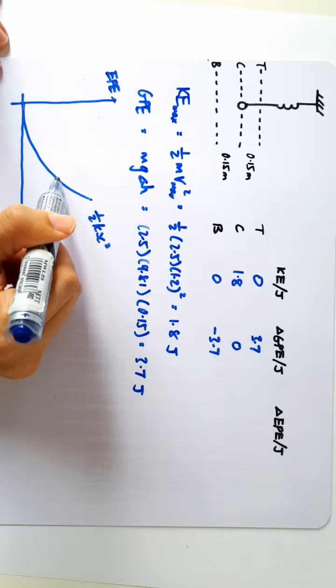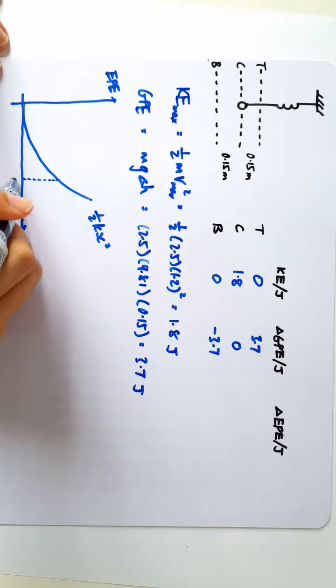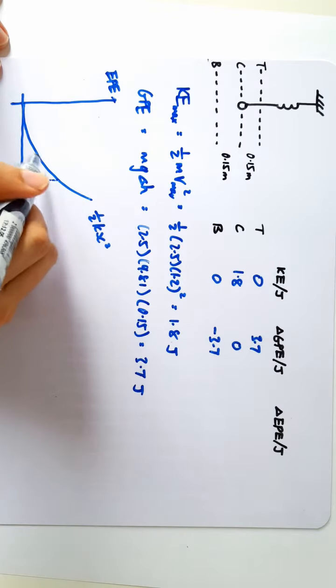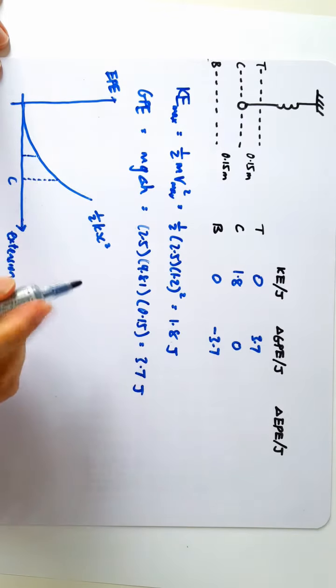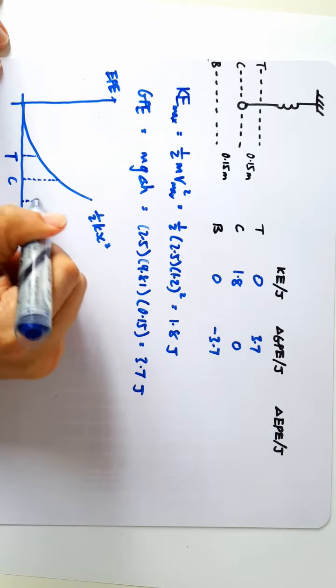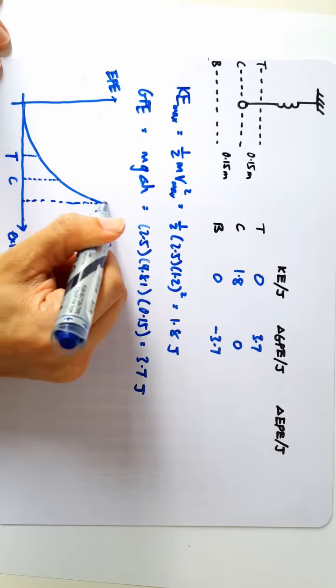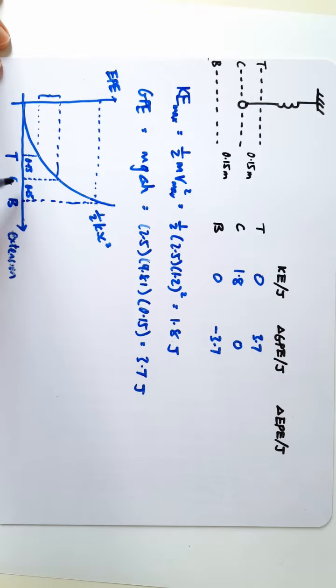So let's suppose that this is the equilibrium position, and when it's at the top, of course it's extended by a smaller amount. When it's at the bottom, it's extended by a larger amount. So the distance from here to here is 0.15 meters. From here to here is also 0.15 meters. So what you have to notice is that the increase in EPE going from here to here, which is this amount here, is smaller than the increase in EPE going from here to here.